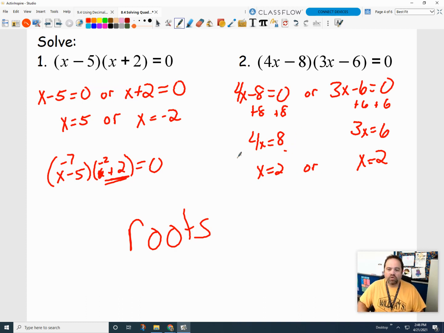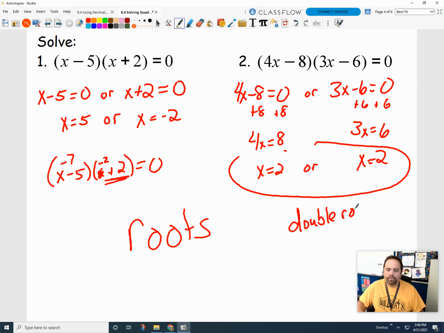This here, because both of these worked out to be the same, this is what's called a double root. Okay, double zero, double root, double solution, something like that, because they both have the same value. That's going to be the case where you plug in 2 and you get 0 here, 0 here, 0 times 0, 0. You're going to hear 0 a lot.